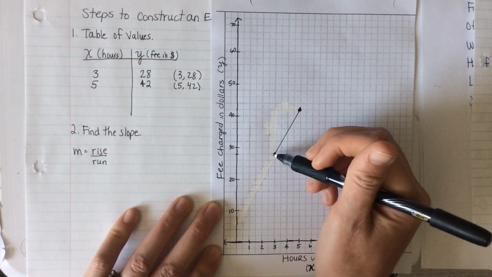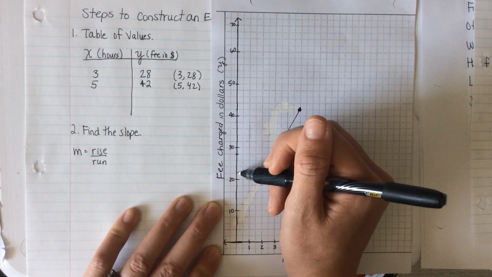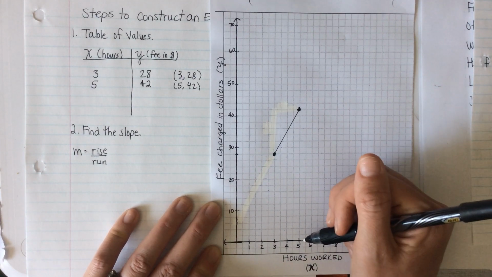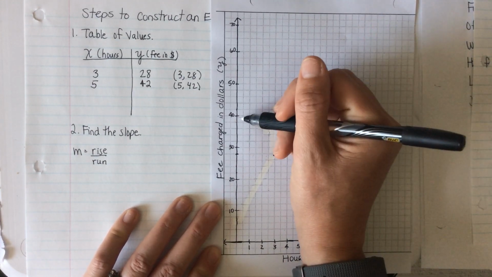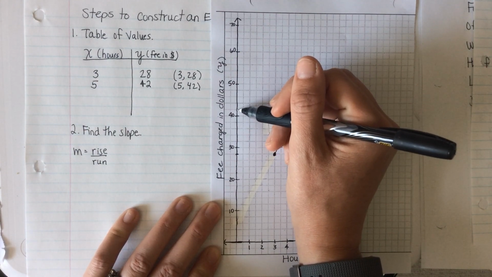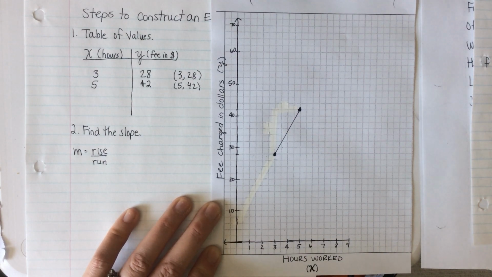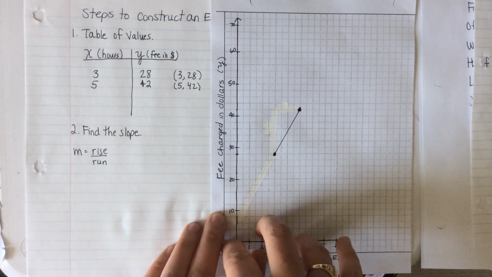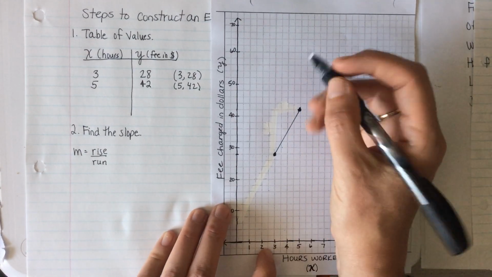So at 3 hours, I'm up here at 28. Here's 20, 22, 24, 26, 28. So 3 and 28. And then I have 5, and I go all the way up to 42. So here's 40, and up by 2s, so it's 42. Okay, so there is my line. Now, if I want to find the slope, I need to look at the difference in those points. I need to see what is the rise versus the run.